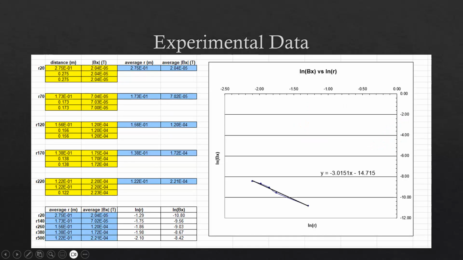So, experimental data: here are the different distances. We put it at 20, 70, 120, 170, and 220. And then we got the following magnetic fields at those corresponding distances. Then we linearized the data. So we plotted the ln magnetic field versus the ln distance, and then we got this graph. This equation is the equation of the graph, and we will be using it in the following slides.